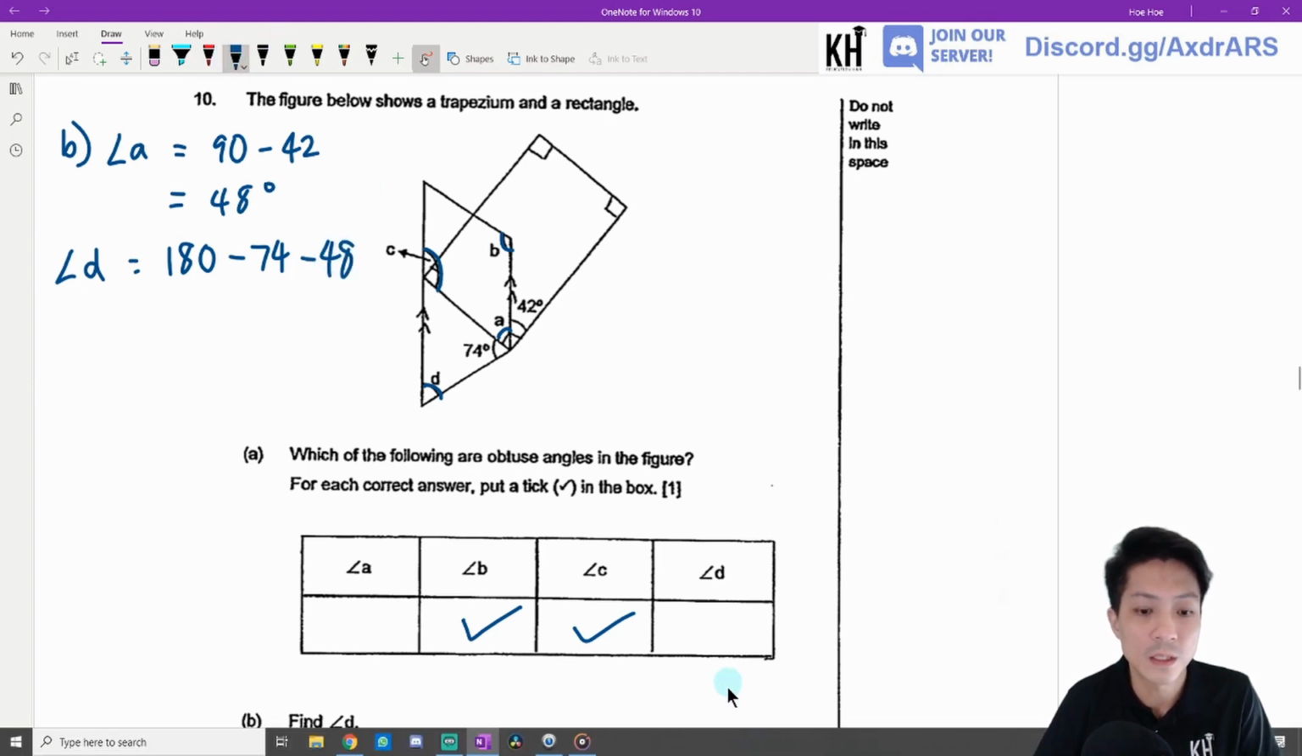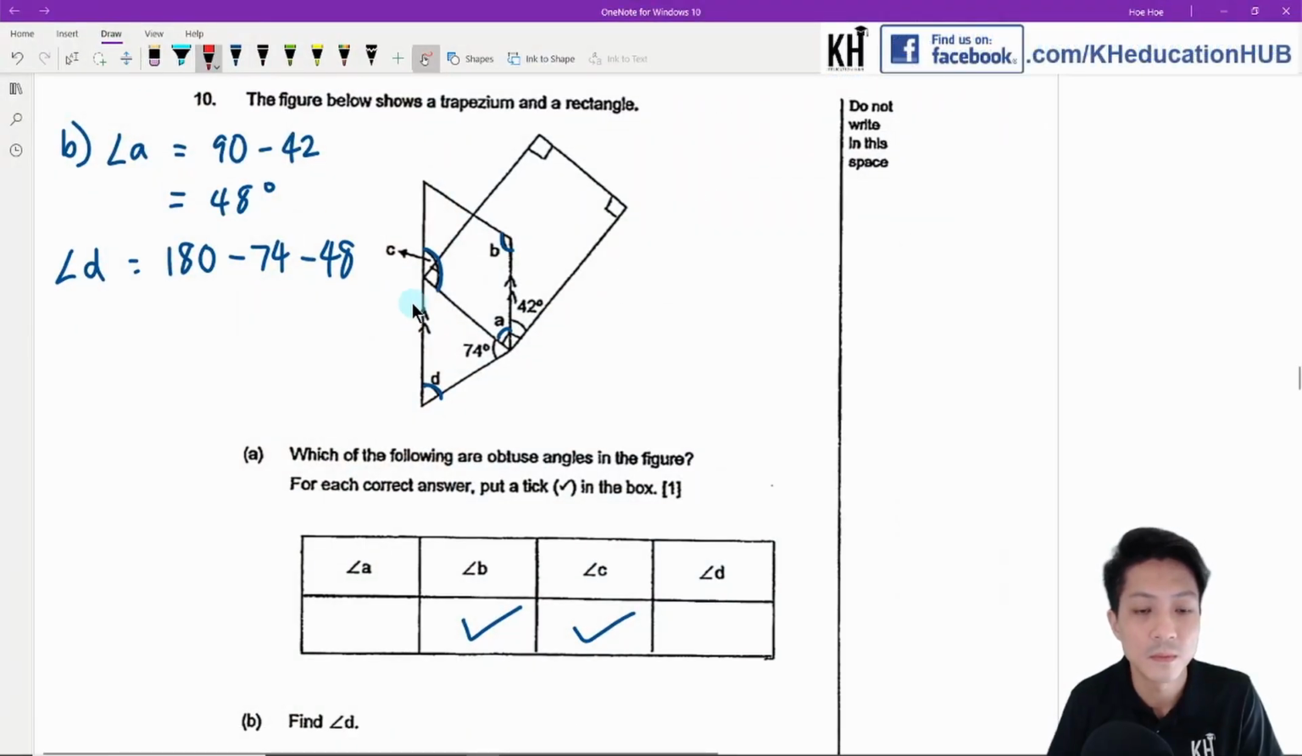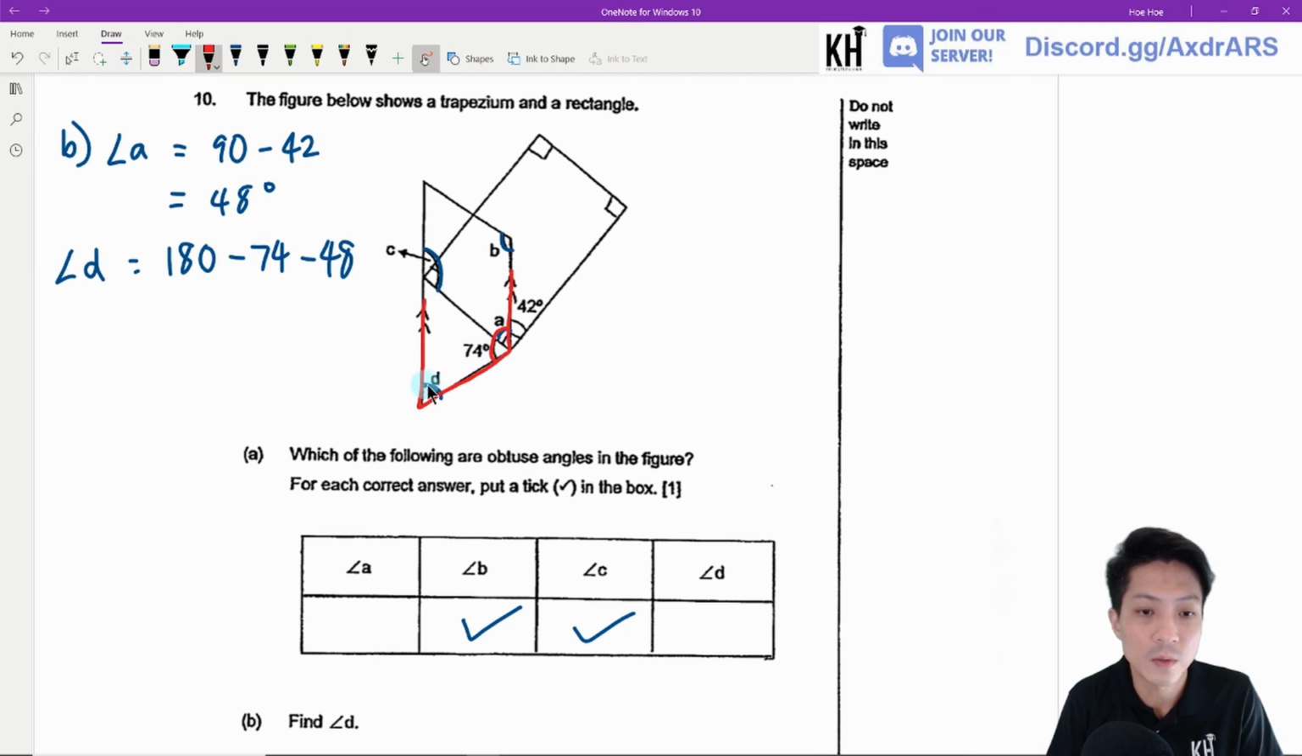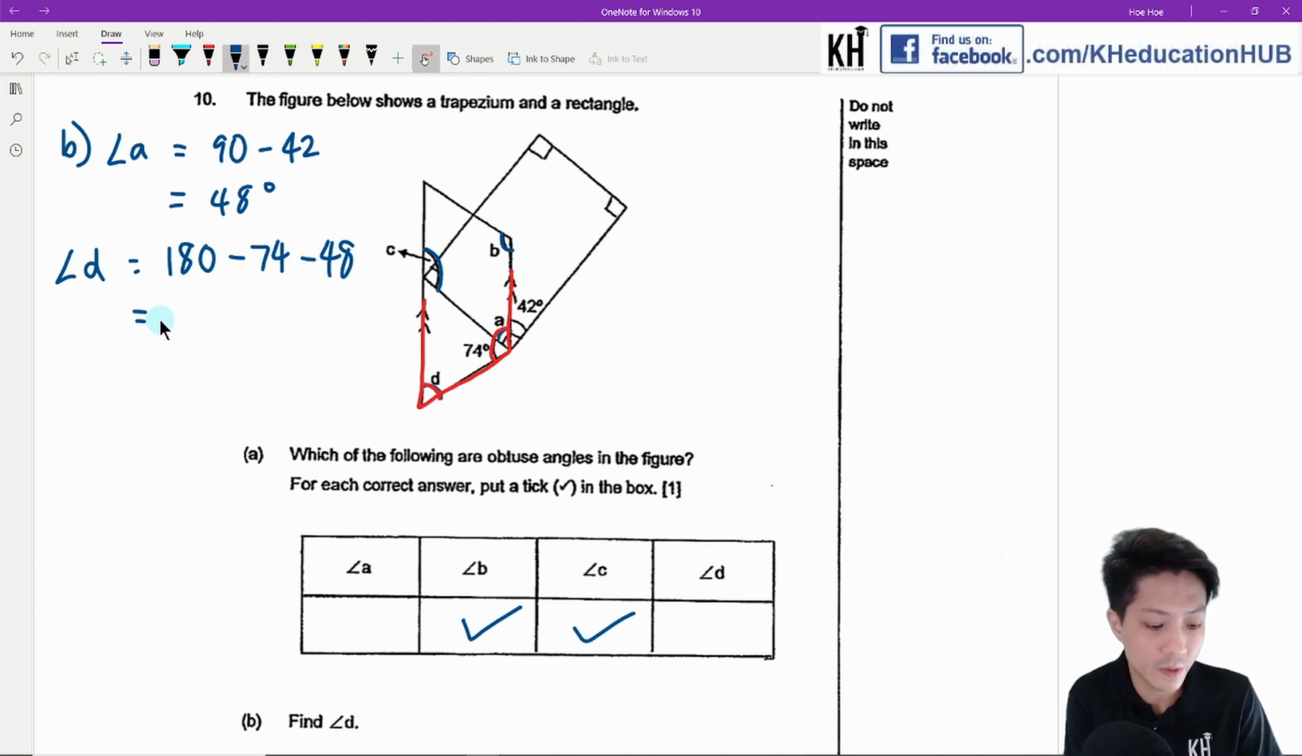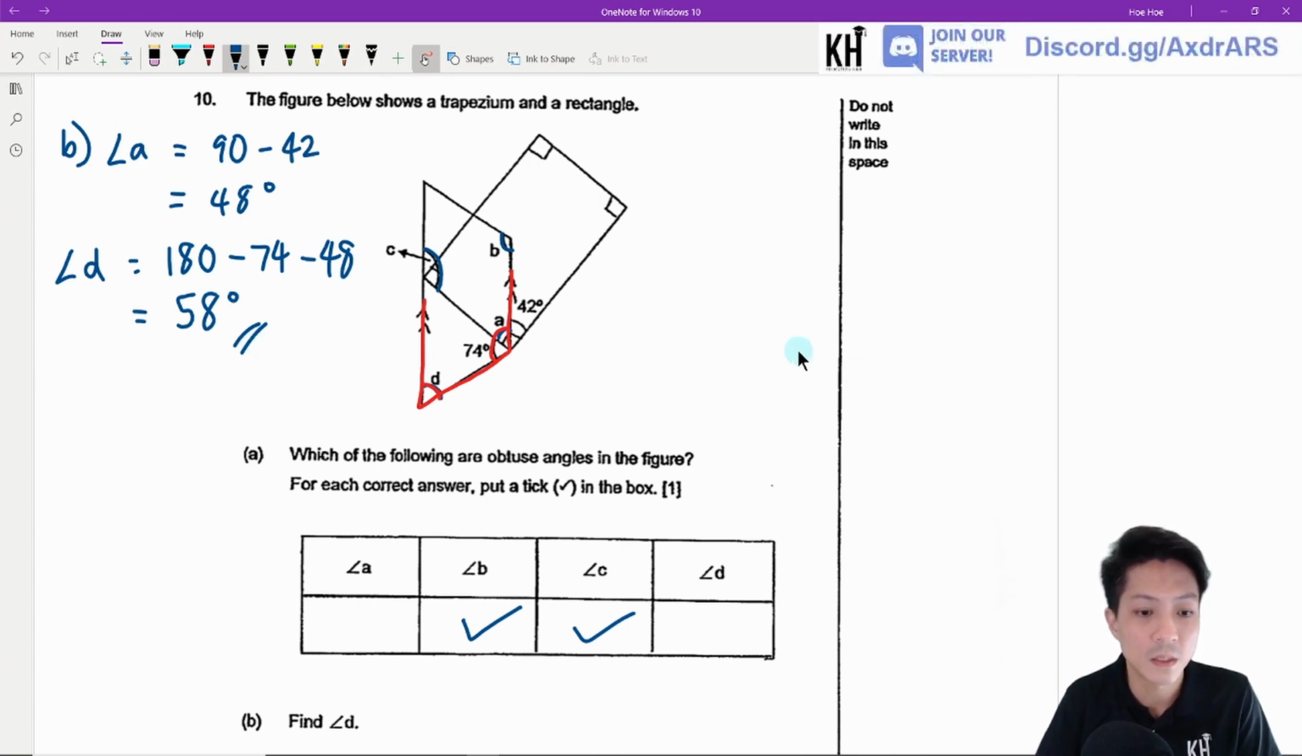Okay, looking at this interior angle here, here, and here, these two angles will add up to become 180. So using 180 minus 74 minus 48, this will be the answer for angle D.